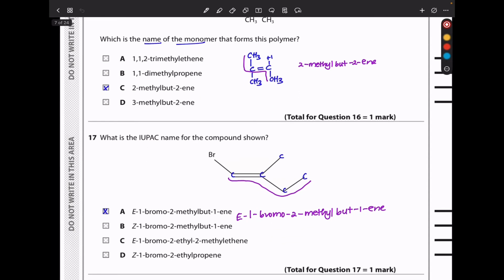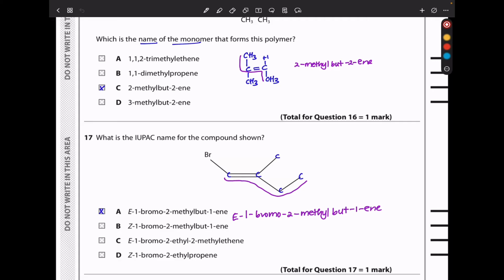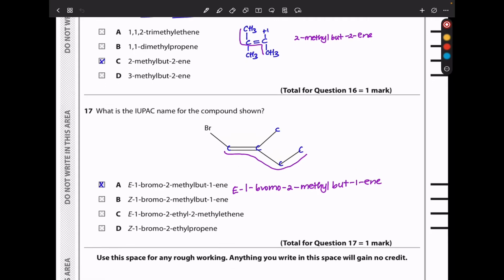Question 17, what is the IUPAC name of the compound shown? Now again, this was not like this. I just placed the carbons there. They were not included. I placed them there so that we can visualize the longest chain.